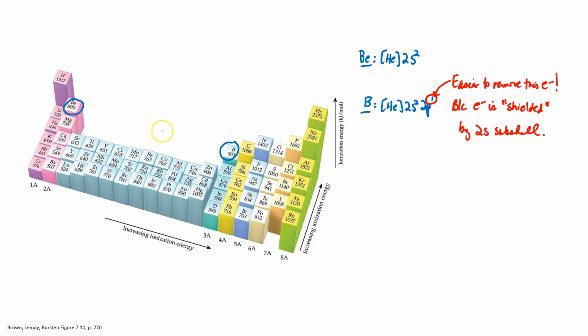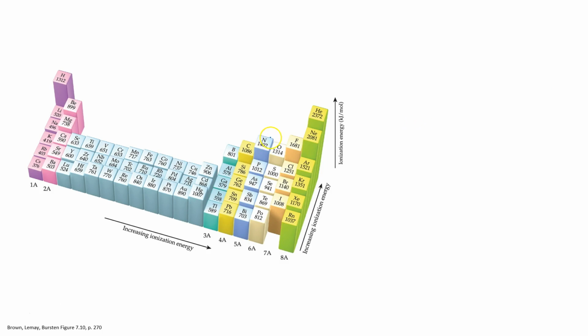When we go across the row, ionization energy increases, but the exception for beryllium and boron can be explained by looking at the electron configuration. This electron is easier to remove because it's shielded by the 2s subshell. The other exception we want to talk about is nitrogen and oxygen.